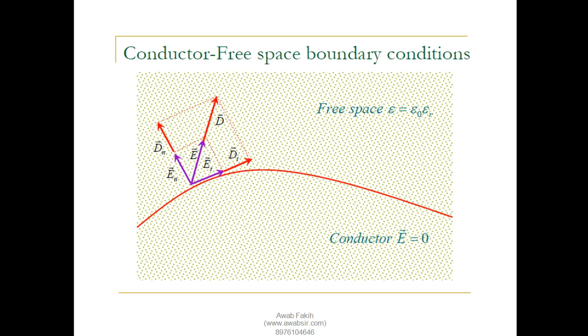Now this is the pictorial description of the conductor-free space boundary condition, where for free space ε is equal to ε0 into εr, and in the case of a conductor, its value is equal to 0. So any electric field or displacement vector will be present in free space. In the case of a conductor, we already know that E is equal to 0. To get a finite conduction current density, as we know, the conductivity will be of infinite value, so the electric field intensity should tend to 0. From that we can get a finite value of conduction current density.